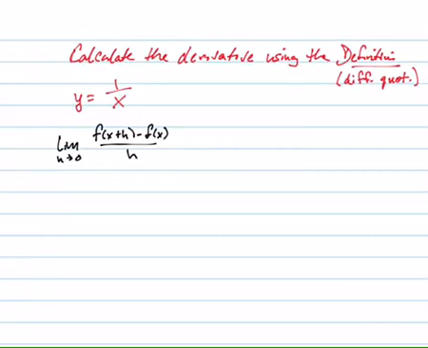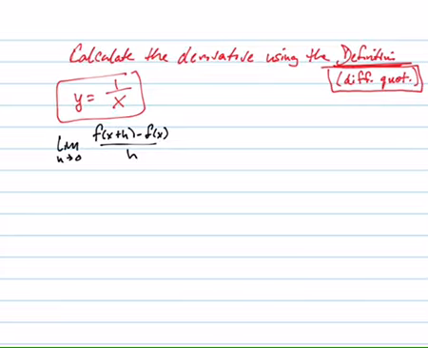So the question here is: calculate the derivative of the function y equals 1 over x using the definition of derivative, which some books call the difference quotient. Okay, because here it is. Here's the definition.